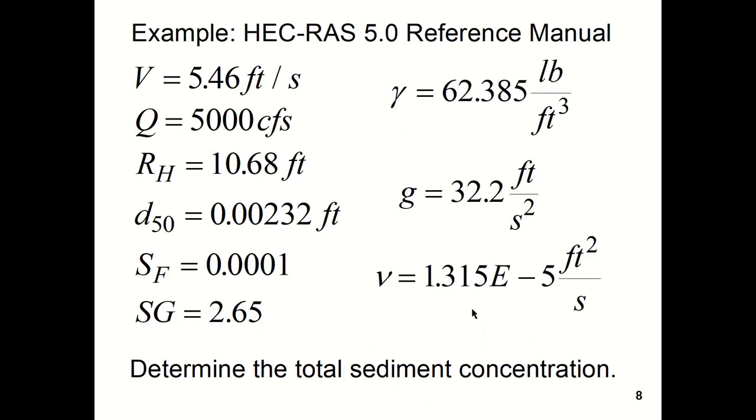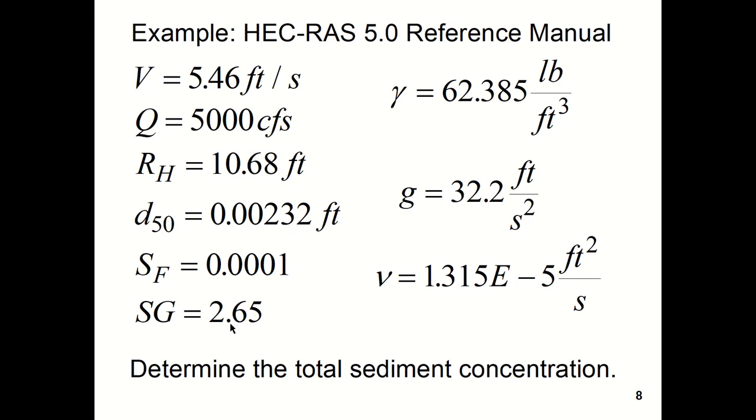In the HEC-RAS reference manual, they have a computation of Yang's method, and they use this example. So they have the velocity of the channel is 5.46 feet per second. Q is equal to 5,000 CFS. The hydraulic radius is 10.68. The D50, 0.0023 feet, and the friction slope is 1/10,000th.